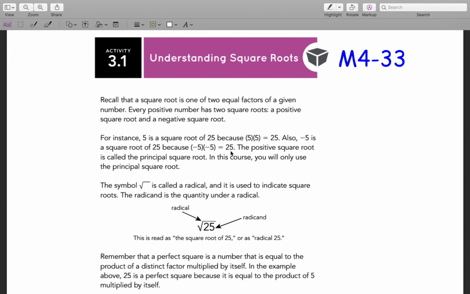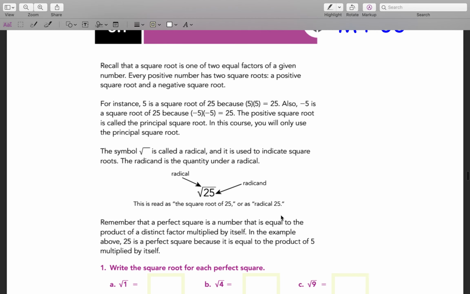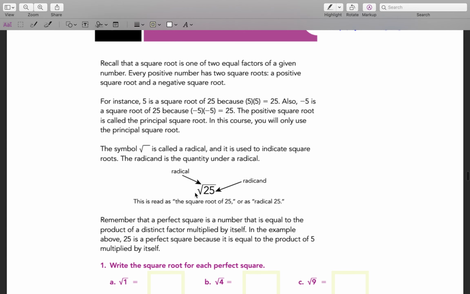positive 25. So the positive square root is called the principal square root, but in this course, you'll only use the principal square root, so you don't have to deal with negatives in this course. Now the symbol, this is called a radical, and it is used to indicate square roots, right? So the radicand is the quantity under a radical. So 25 is a radicand. This symbol is a radical. So this is read as the square root of 25 or as radical 25.